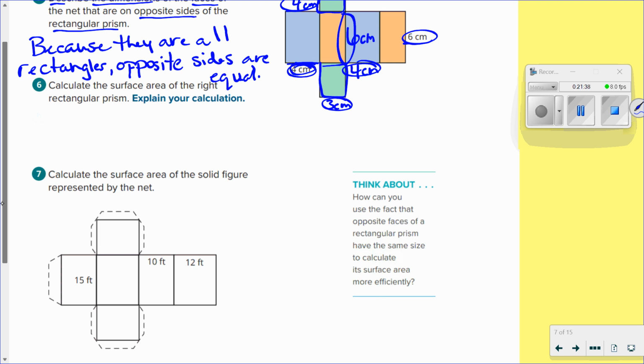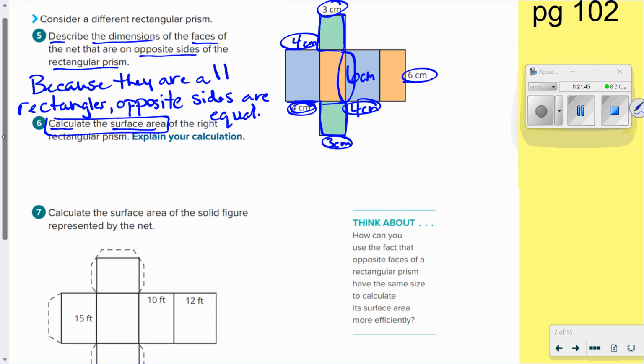Okay? So calculate the surface area of the right rectangular prism. In other words, they've now given all of the dimensions that you need. I want you to find the area. And we're actually going to give you guys a couple minutes. We're going to let you do both number 6 and number 7. So we'll give you guys 5 minutes to knock those two out.